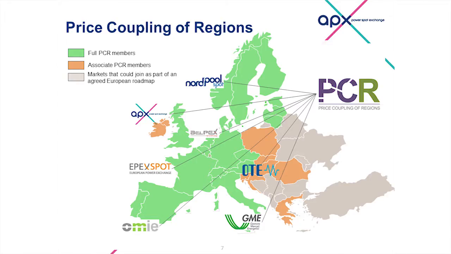This map just shows the PCR parties. These are the power exchanges across Europe which have been involved in creating this one system. There's a difference between full PCR members and associate PCR members, in terms of ownership and responsibility. The full members have ownership of the system. Associate members don't have direct ownership of the system and have slightly less responsibilities in operating it as well.